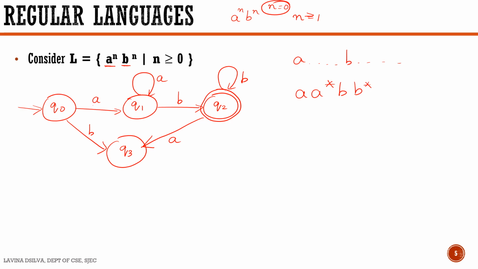It is A and then any number of A's, followed by any number of B's. So this is the regular expression which we can have for this finite state machine.